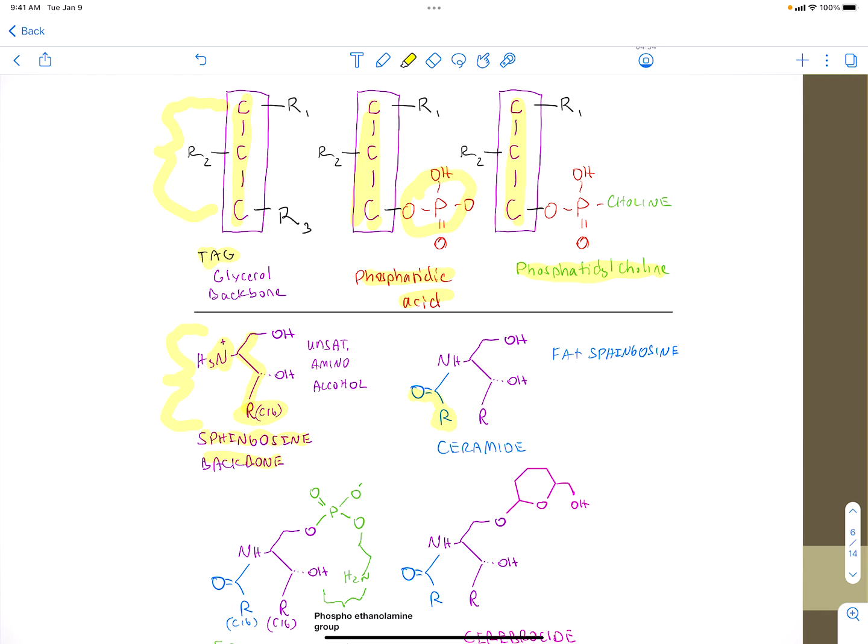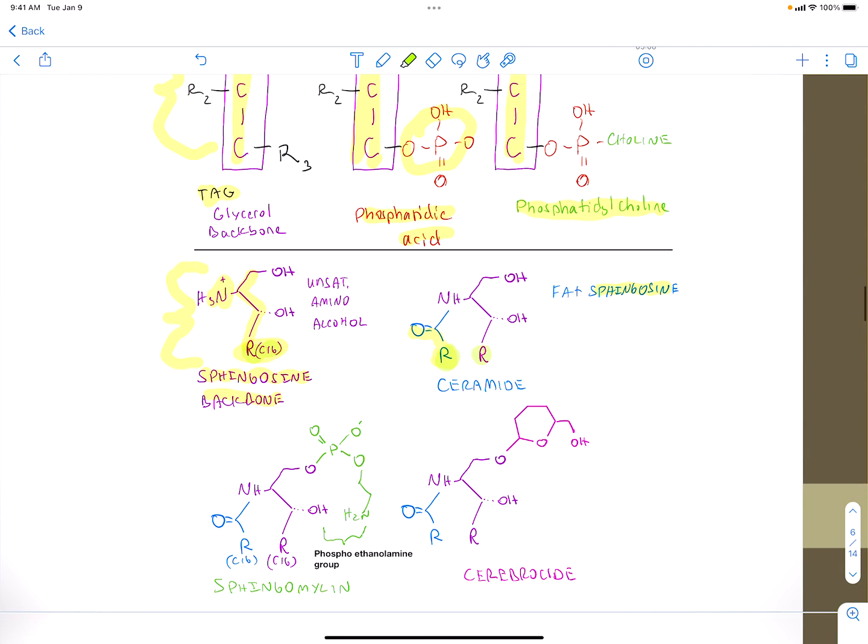Ceramide is going to add another fat to it. So basically, ceramide is sphingosine, which has one fat group already. I'll make the fat groups in green. And it's adding a second fat group to that nitrogen. So now we have two fats, and that's ceramide. Now, sphingomyelin is going to take that same ceramide backbone, which is the purple and the blue, and add a phosphate group, and then you're going to add a phosphoethanolamine group, and you're going to generate sphingomyelin. And for a cerebroside, you're going to take that ceramide backbone, and then add another sugar to that group, and you're going to generate a cerebroside.